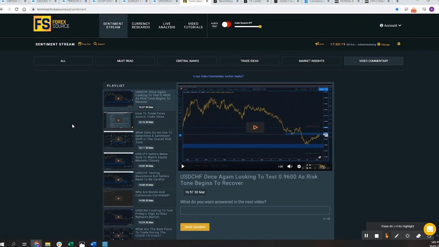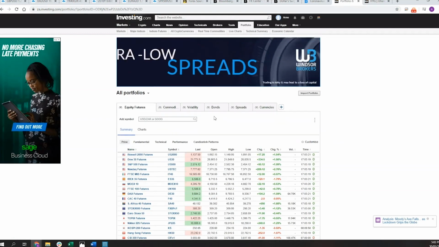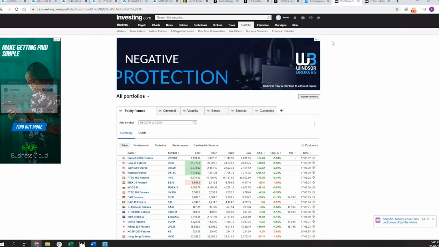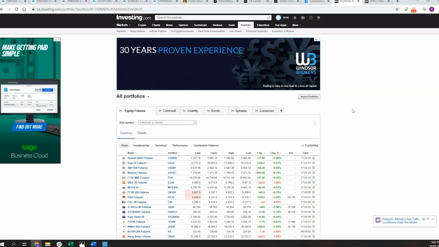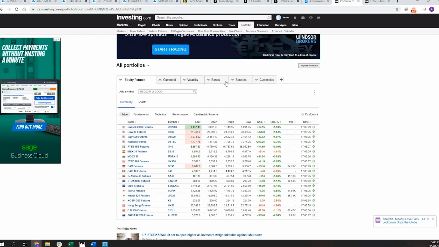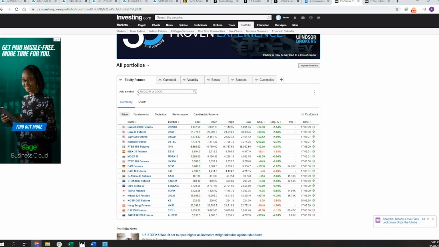Now, there is one website that has most of that information that we do personally use as well, which is investing.com. What's great about investing.com is you can create your very own profile for yourself. And in that profile, you can have various portfolios that you build up to view certain types of asset classes. Now, for me, you can see I've divided it up into equities, commodities, volatility, bonds, spreads, as well as currencies.